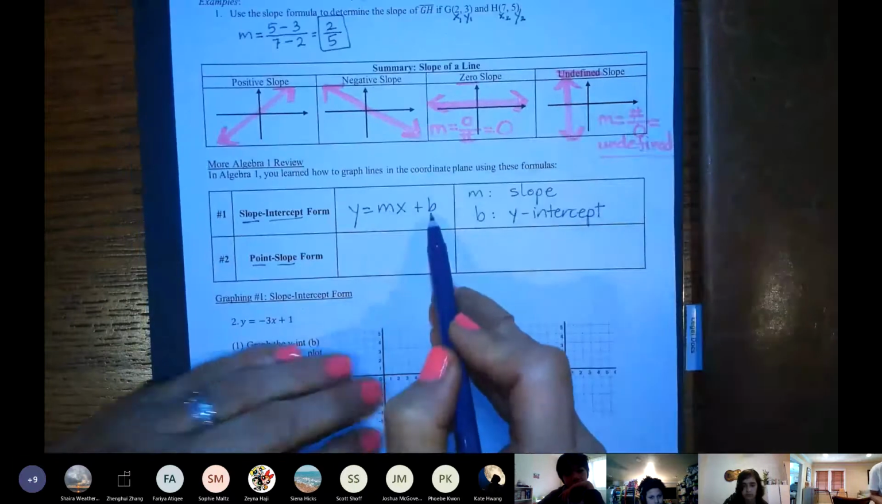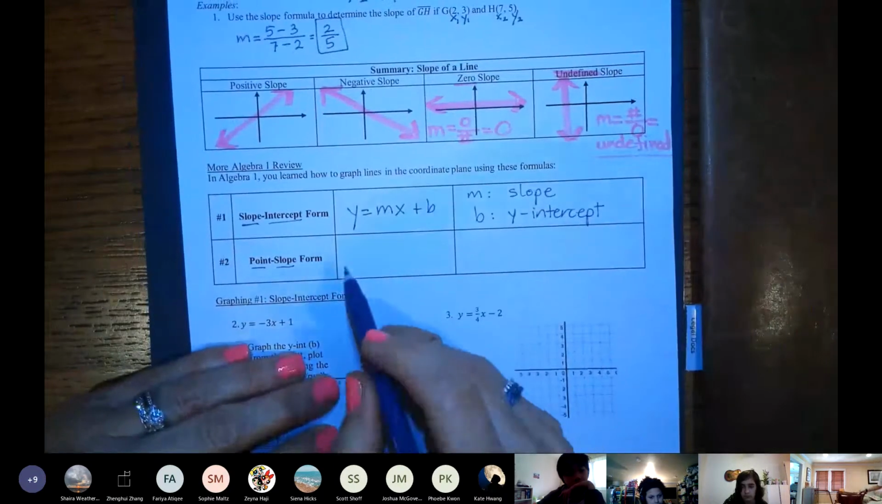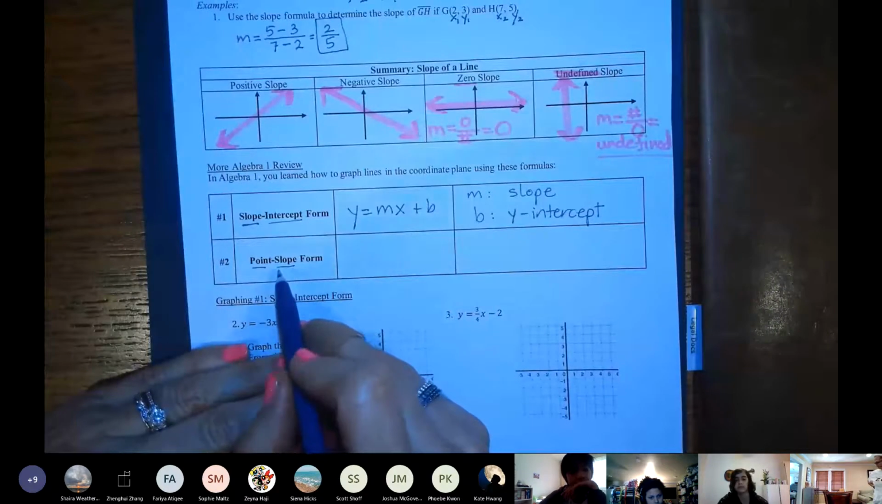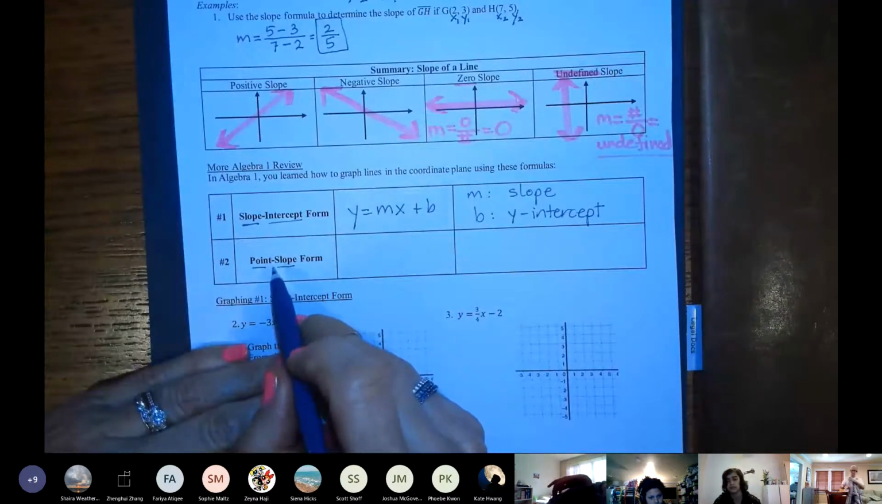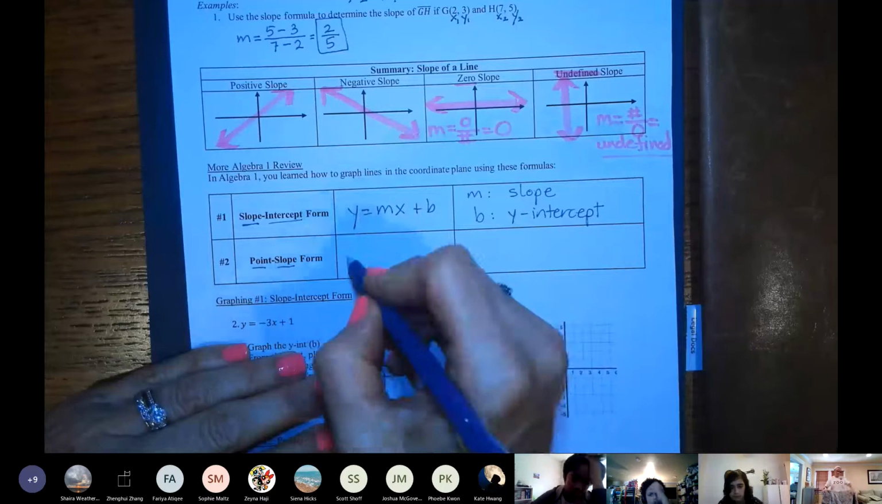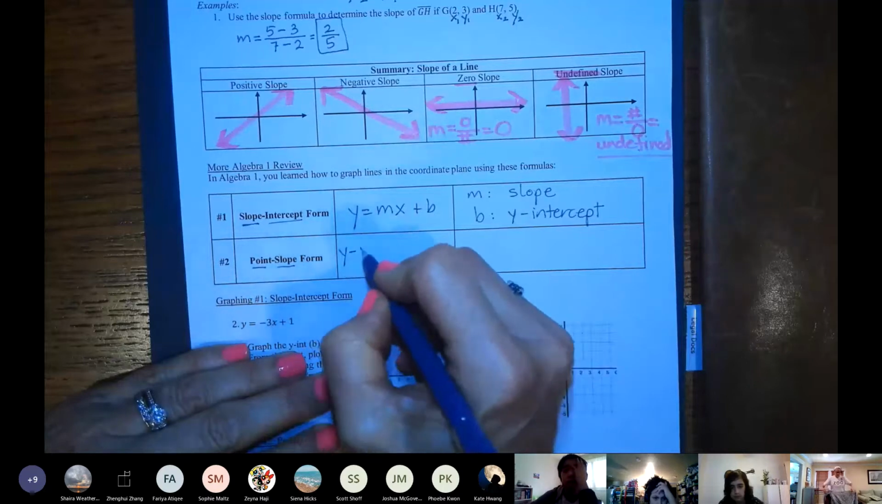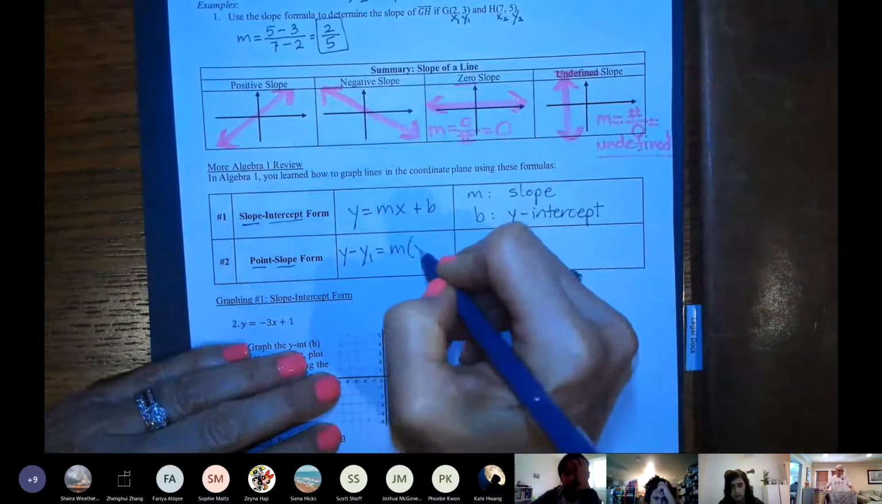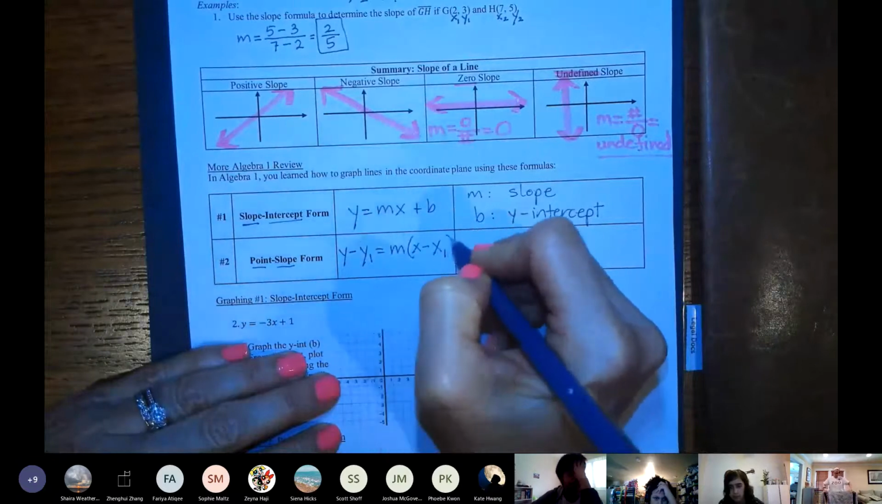So these are just numbers, right? Those are numbers that we would figure out. Now the point slope form has any point x sub 1, y sub 1, and the same thing, a slope. So here's what it is. It's y minus y sub 1 equals m times x minus x sub 1.